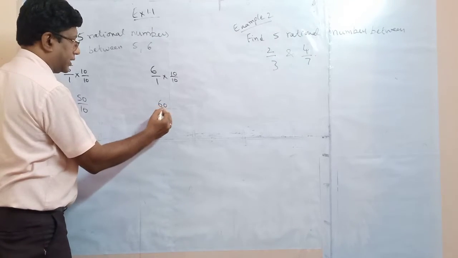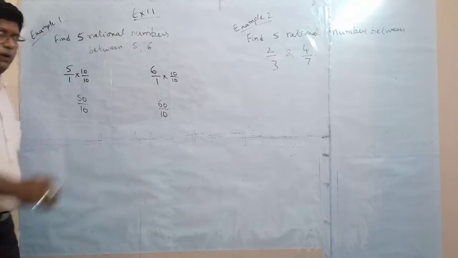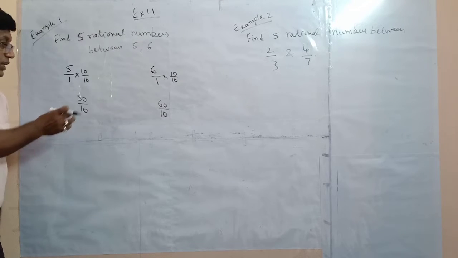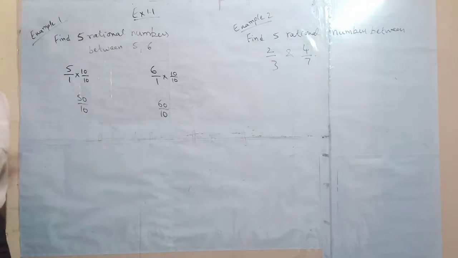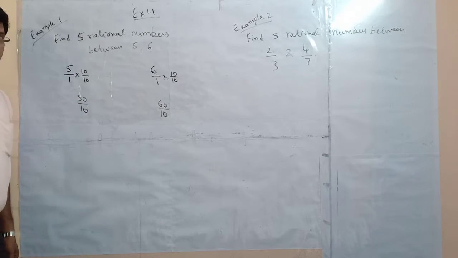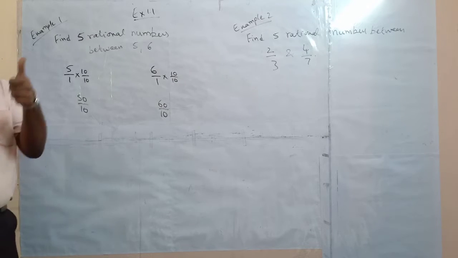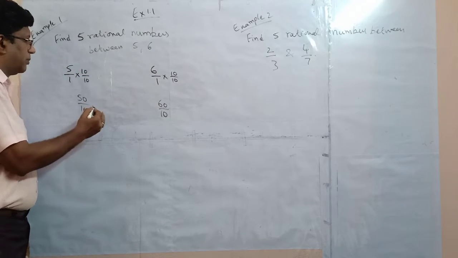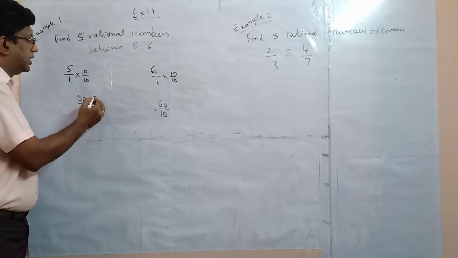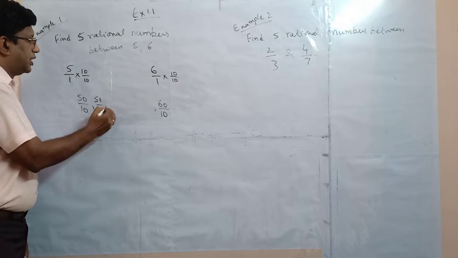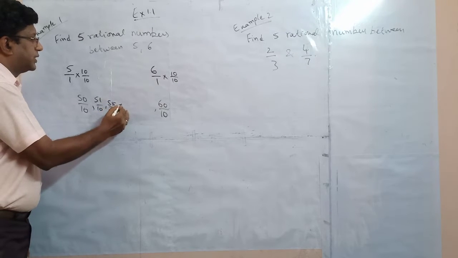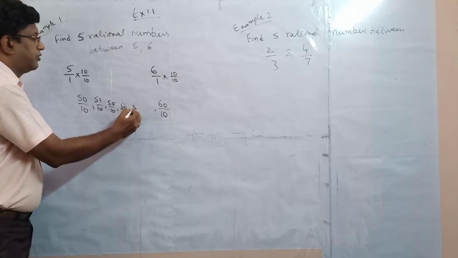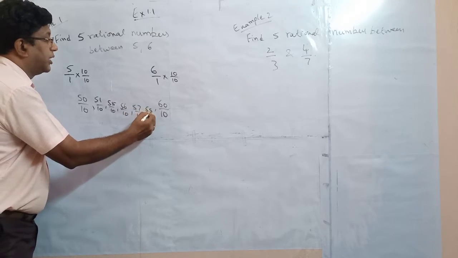and here 60 by 10. Now I hope you can tell by yourself what are the numbers between 50 and 60. Yes, there are many numbers, approximately 9 numbers you can easily fit: 51, 52, 53, 54, 55, 56, 57, 58, 59. So 9 numbers. By 10 is the same for all of them, and you can choose any 5 numbers. I take 51 by 10, 55 by 10, 56 by 10, 57 by 10, and 58 by 10.